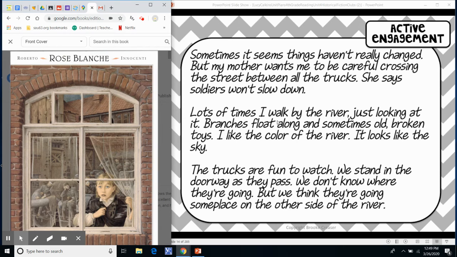My mother wants me to be careful crossing the street between all the trucks. She says soldiers won't slow down. Lots of times I walk by the river, just looking at it. Branches float along, and sometimes old broken toys. I like the color of the river. It looks like the sky. The trucks are fun to watch. We stand in the doorway as they pass. We don't know where they're going, but we think they're going someplace on the other side of the river.